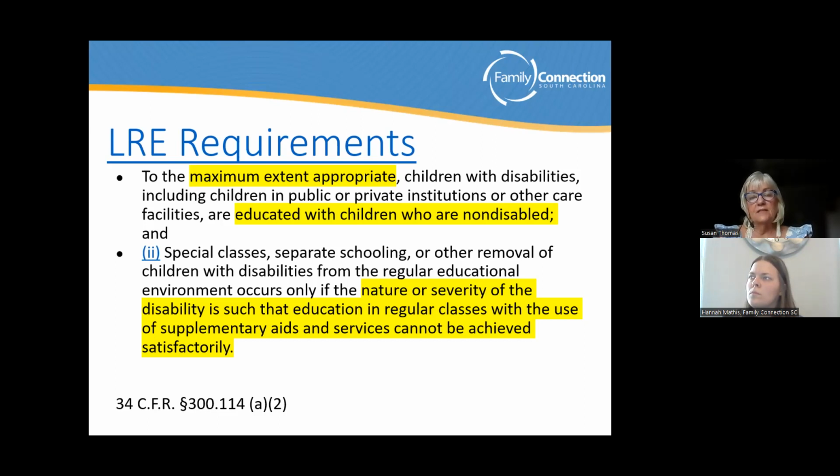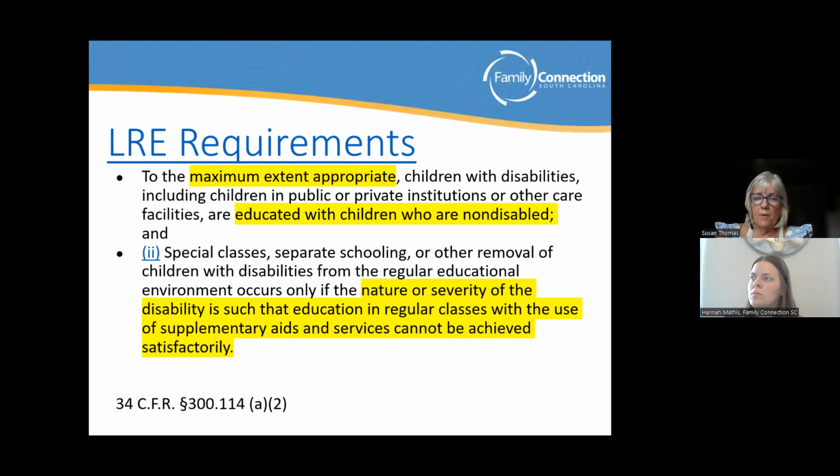To the maximum extent appropriate, children with disabilities, including children in public or private institutions or other care facilities, are educated with children who are non-disabled. So one of the first things we have to do is determine what appropriate is. And we're going to talk about some considerations for that.